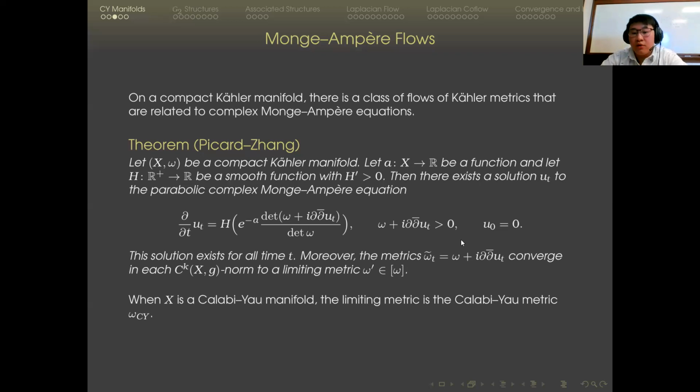Importantly, for this flow, the complex structure that we start with stays fixed throughout. And in our case, when we are working over a Calabi-Yau manifold, the limiting metric is the unique Ricci-flat Kähler metric, the Calabi-Yau metric.